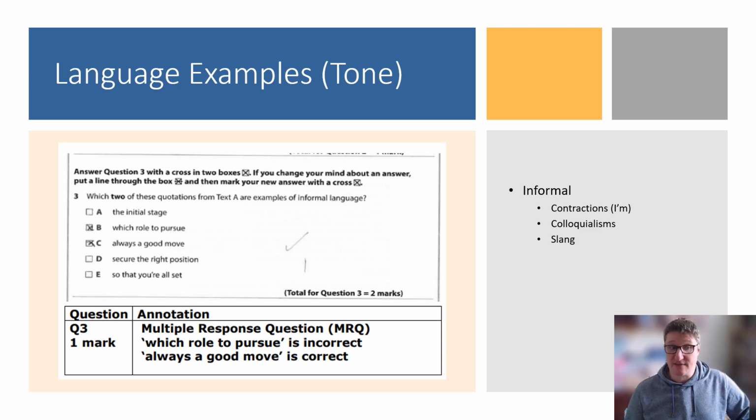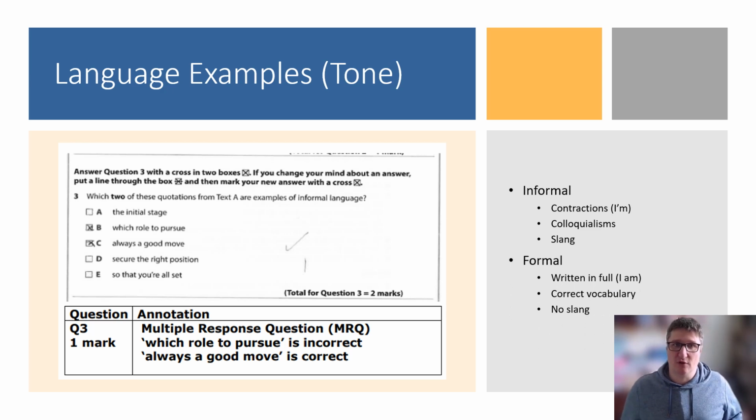Now, the other side of this coin is that you might be asked to find examples of formal language. This is where things are written in full. I am instead of I'm. You are instead of you're. I've written here correct vocabulary, which may be slightly judgmental. It is vocabulary that you might use when you're talking to your boss or Her Majesty the Queen, God bless her. There would be no slang in it.